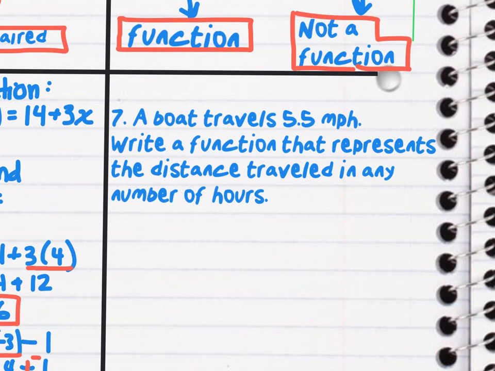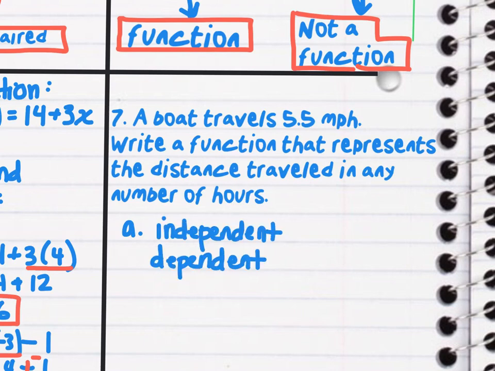Okay, so for number 7, a boat travels 5.5 miles per hour. Write a function that represents the distance traveled in any number of hours. Before we do that, I want to first talk about the independent and the dependent variables. So we're going to do a part A. So let's write independent and dependent down below. And remember, a function is going to have two different number values for each ordered pair. So in this case, one of our number values is going to be the distance traveled, and then the other number is going to be the number of hours.